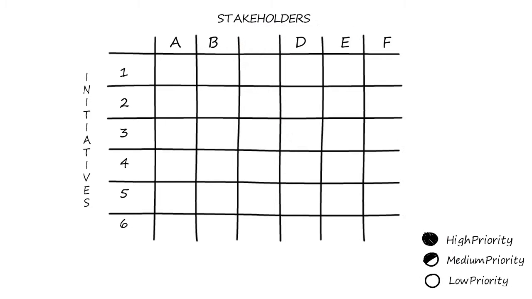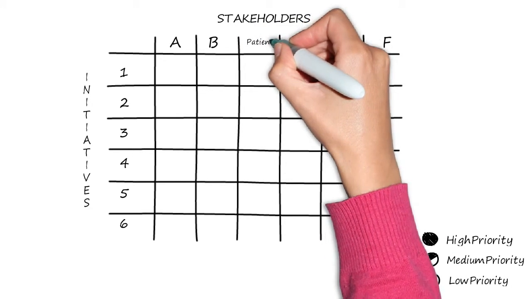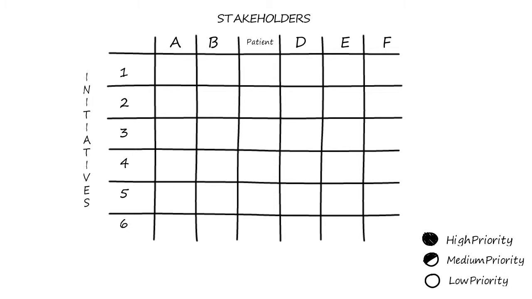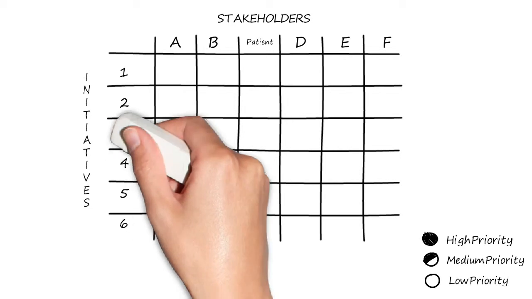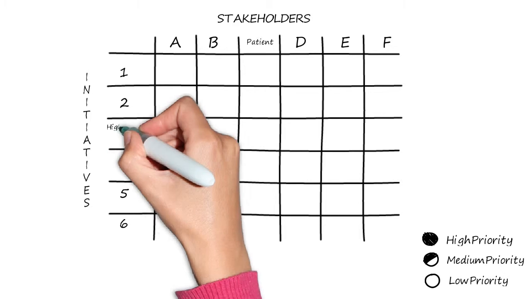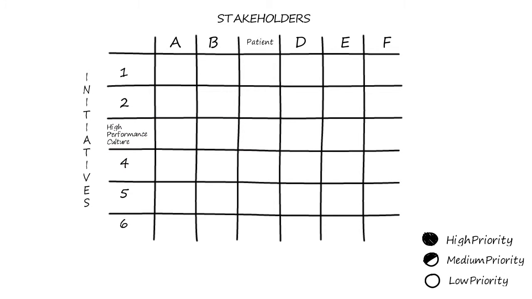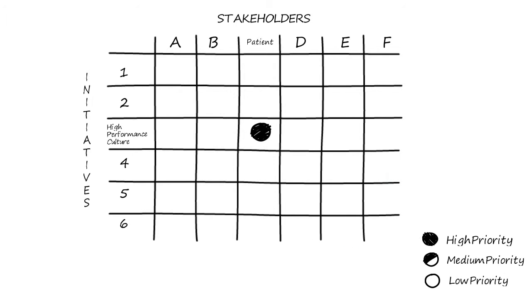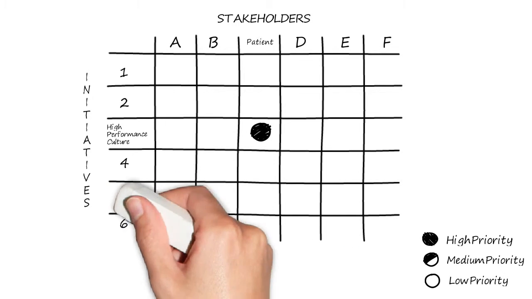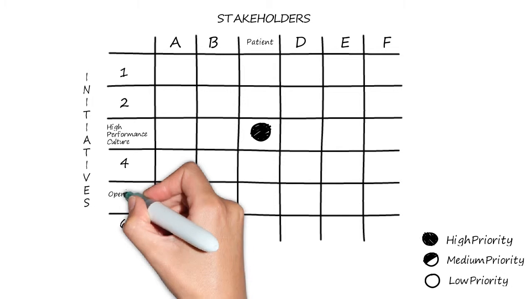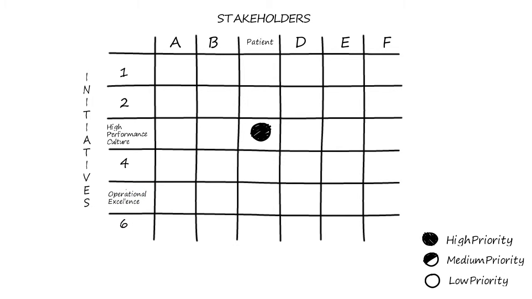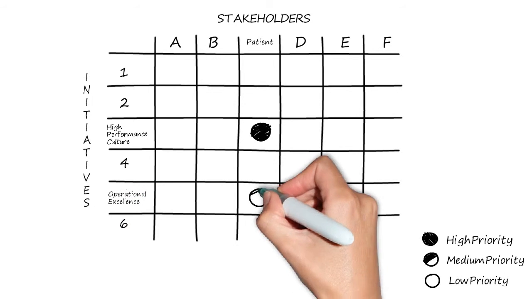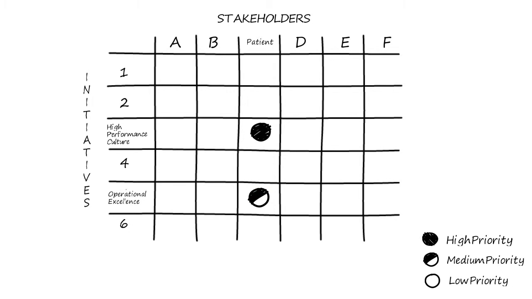Focusing now on the patient as a stakeholder, we can identify those initiatives that are of high, medium, and low importance. As importance is being determined, we'll ask how the initiative is being defined from each stakeholder's perspective. For example, high-performance culture could be defined as an environment comprised of professionals with demonstrated competence and an ability to respond to the needs of the patient.